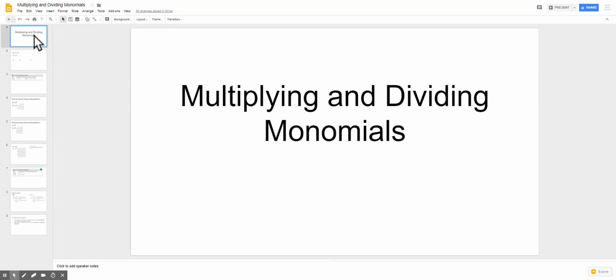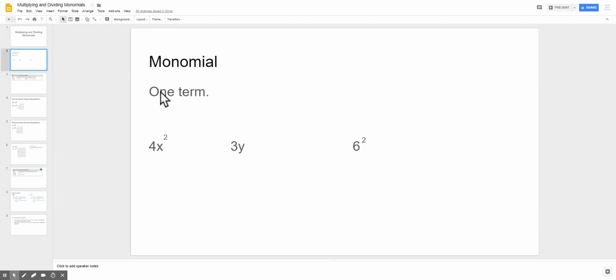Before we can begin with this lesson, we need to understand what monomials are first. A monomial is just one term. So 4x squared, that's an example of a monomial. 3y, that's an example of a monomial. 6 squared, that's an example of a monomial. Okay, so it's just one term.